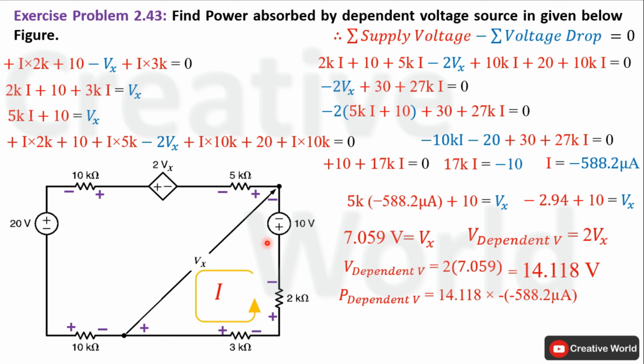But this current is entering from negative terminal of this dependent voltage source. That's why this current is taken with minus sign. Open these brackets, minus outside will multiply minus inside value, it will become plus, and the product of 588.2 microampere and 14.118 will become 8.30 milliwatt. And because of positive sign, this power is being absorbed by this dependent voltage source.